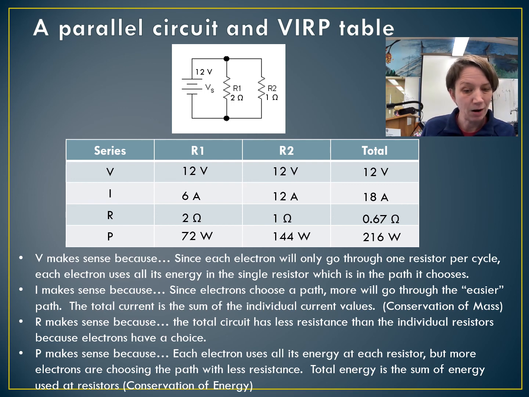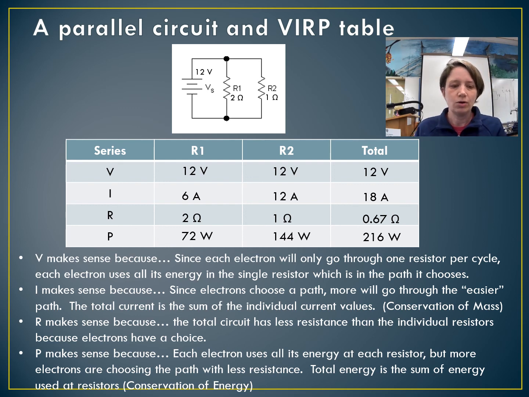And then the last thing is power, which actually does work pretty much the same as it did with a series circuit. You'll notice that the power adds up. 72 plus 144 gives you 216, and that's because of conservation of energy. So energy provided by the battery is all used up in the circuit.